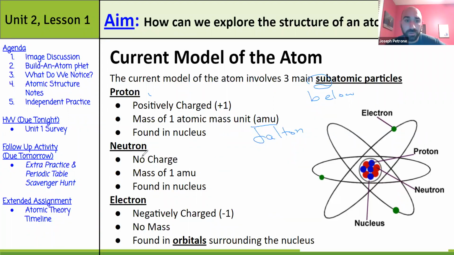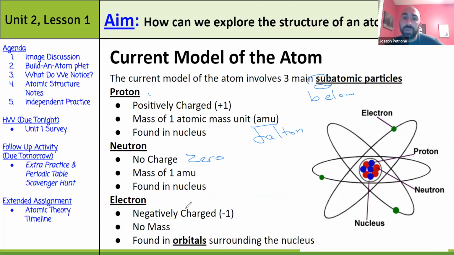Also in the nucleus, we have neutrons. The neutrons are particles that have no charge, so no charge or a zero charge. And they also contain a mass of 1 atomic mass unit. And once again, these are found in the nucleus. So if we look at this picture, we have our protons that are marked in blue, the neutrons marked in red, and they are within this smaller middle piece known as the nucleus.